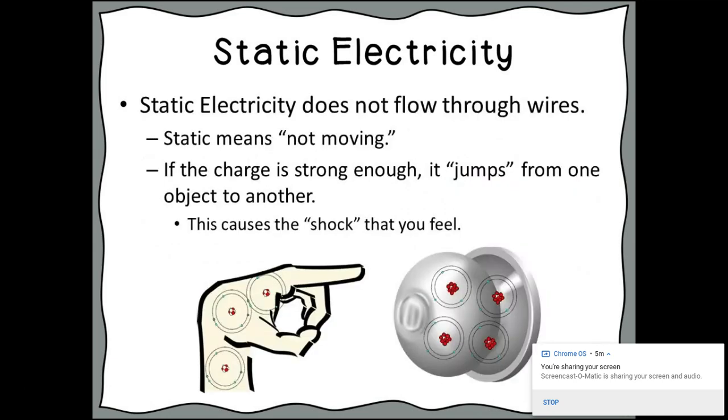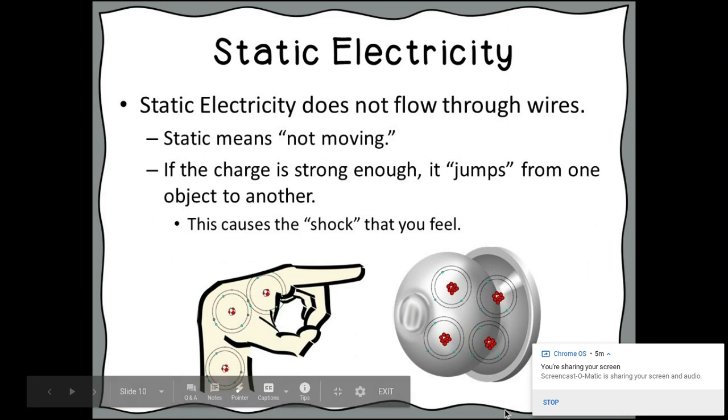Static electricity does not flow through wires. Static means not moving. The electrons move and jump, but the static electricity is not something we can take and then harness and then use later on to go through wires. If the charge is strong enough, it jumps from one object to another, and that causes that shock, that zap that you feel.